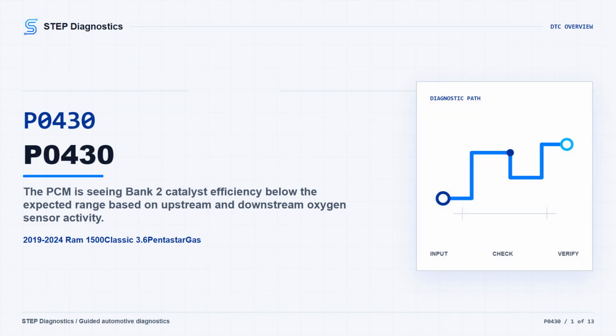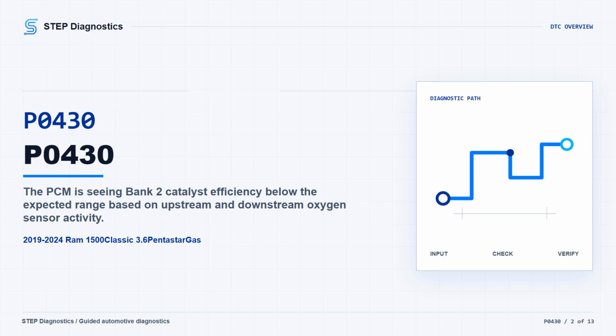On this Ram 1500 Classic with the 3.6 Pentastar, P0430 means the PCM may be seeing bank 2 catalyst efficiency below the expected range. In plain terms, the downstream oxygen sensor activity may look too much like the upstream sensor activity, so the converter is not being judged as storing oxygen the way it should. The vehicle may drive normally, but the MIL can illuminate.